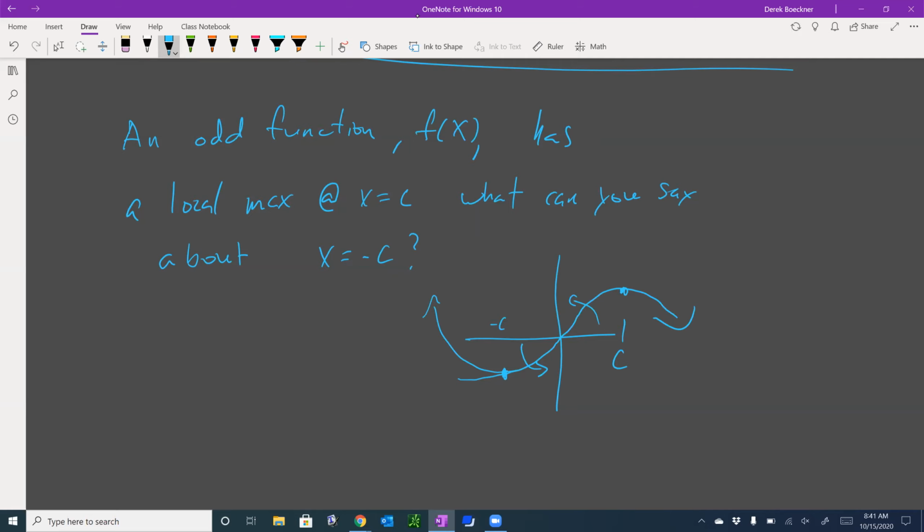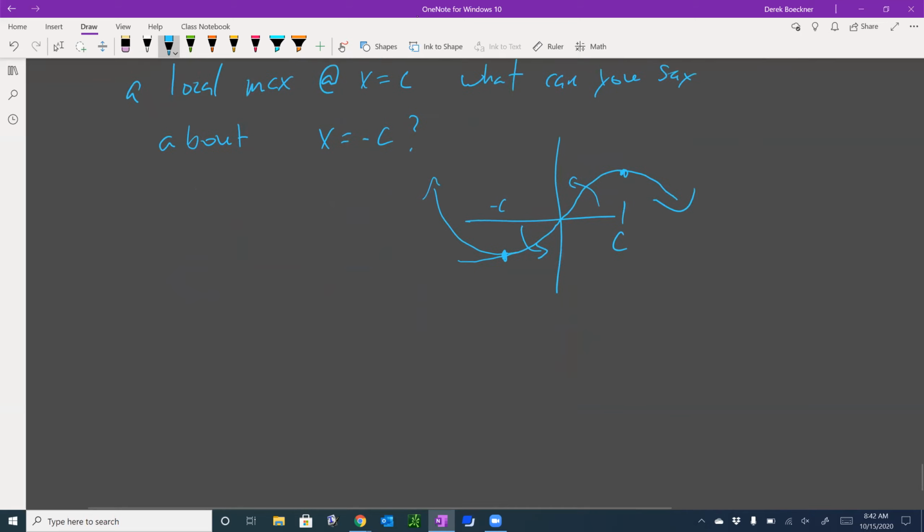What if it was an even function? It'd be a local maximum still. Even functions have symmetry across the y-axis, right?